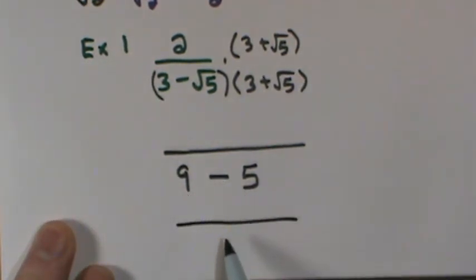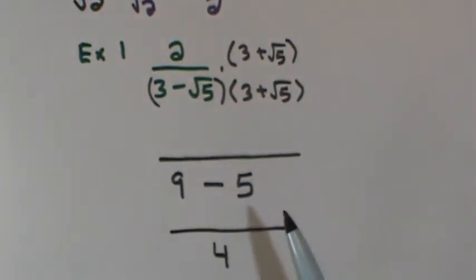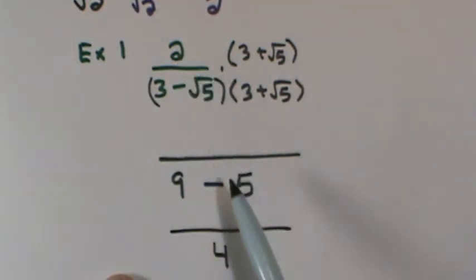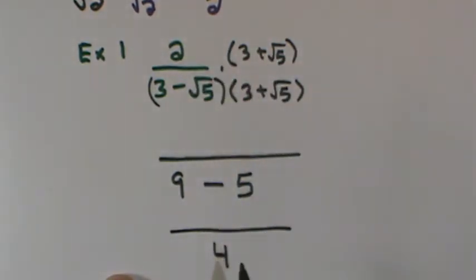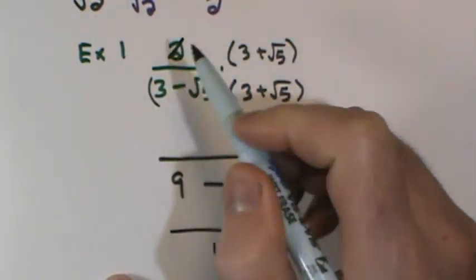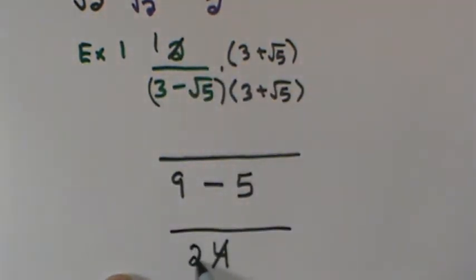9 minus 5 is 4. The reason why I like to do that is you're always going to look for your opportunity to cancel. And what I mean by that is it's going to be easier for me to cancel now rather than distributing and canceling later. So I see that the 2 and the 4 can be reduced. I will reduce that, and so 2 becomes 1, 4 becomes 2.